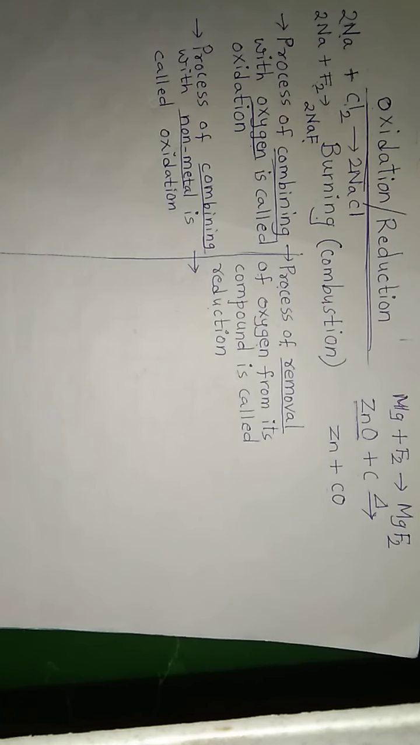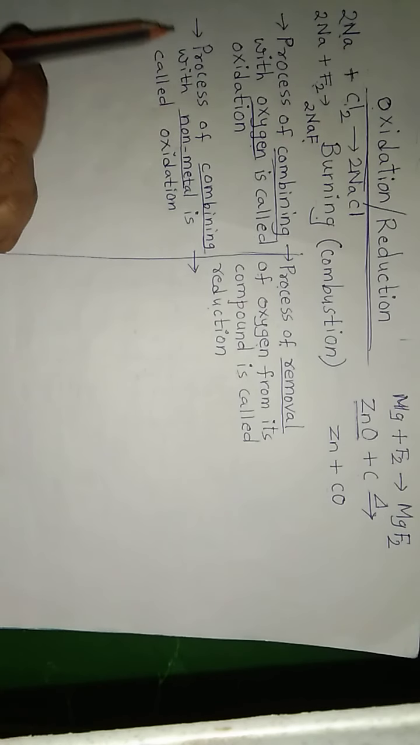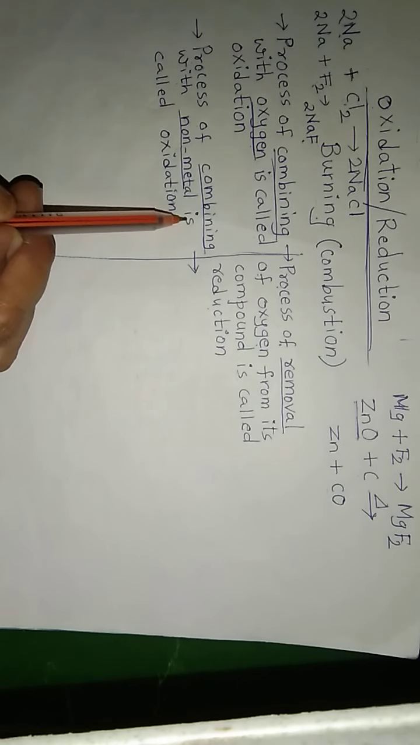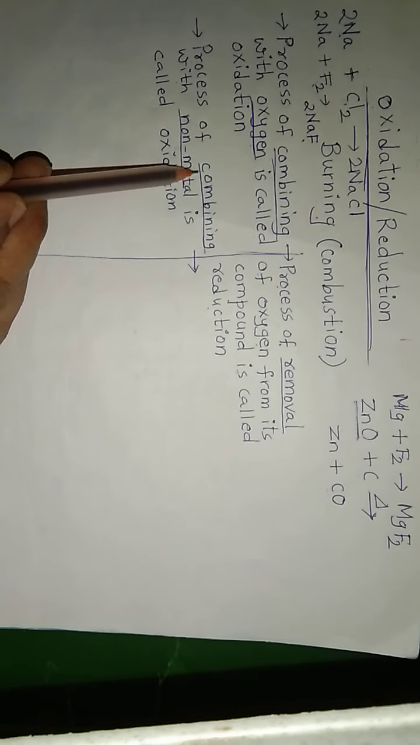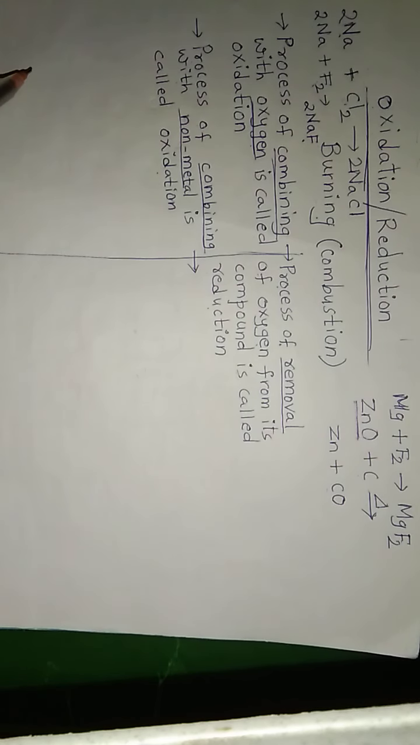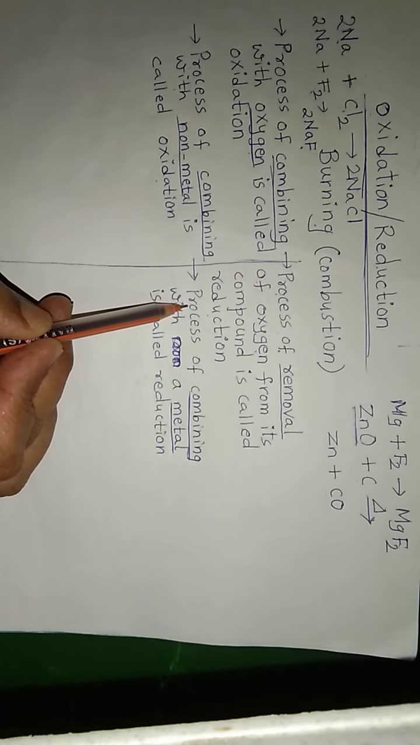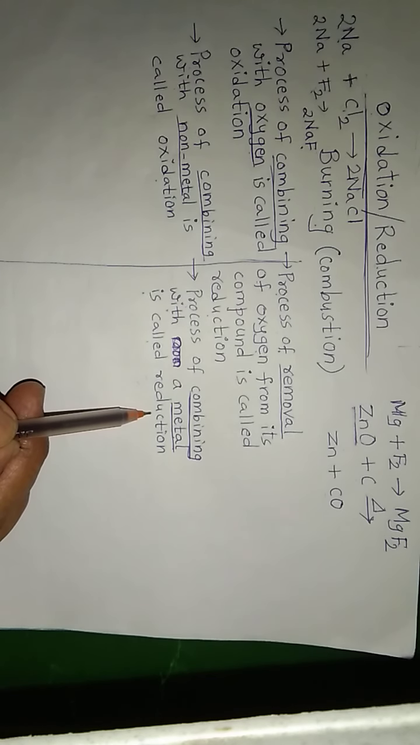Thus, the definition of oxidation was modified. What is it now? Process of combining with a non-metal is called oxidation. Obviously, if you change the term non-metal to metal, you will get the definition of reduction. Process of combining with a metal is called reduction.